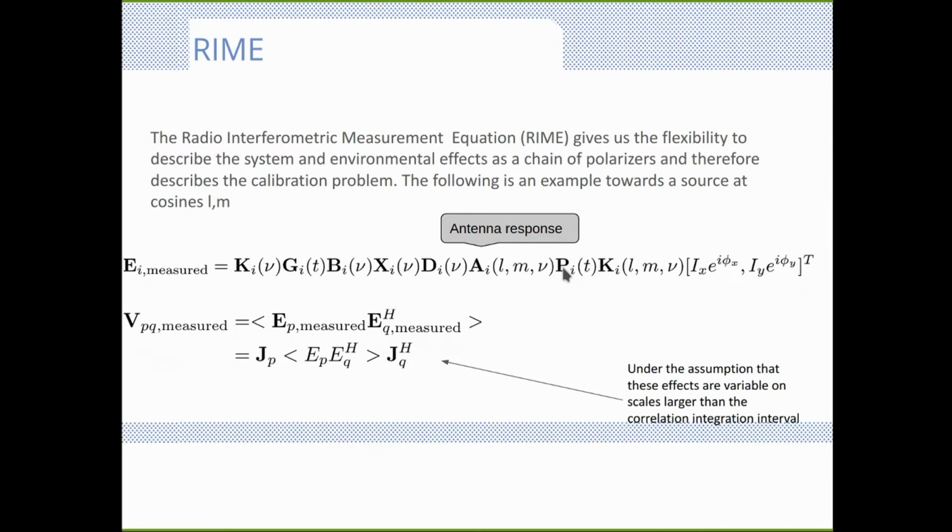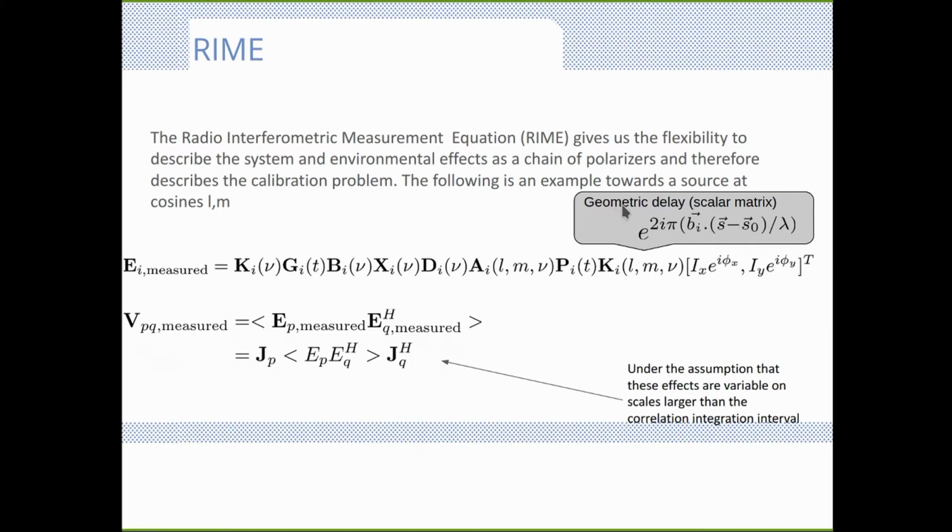Then we have the parallactic angle, right? The P Jones, which is just there because of the alt-azimuth mount. If you have an equatorial mount, such as the Westerbork telescope, this term is not there. There's no rotation there. I should just point out, in the linear feed system, this is a 2x2 rotation matrix, a simple Euclidean rotation matrix. And for a circular feed, it's a diagonal phasor that affects only the linear components of the system, not the intensity. The intensity modulation comes in from the far-field response, which is rotated by the P matrix, right?